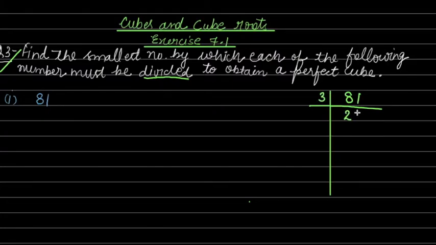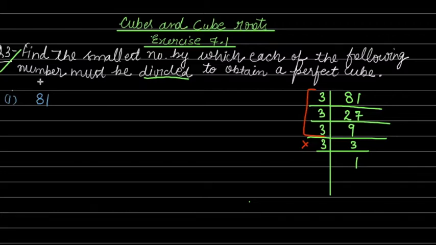3 2s are 6 and 3 7s are 21. Now 27, if you divide again, 3 9s are 27. This is again divisible, 3 3s are 9 and 3 1s are 3. So if you see, I am getting a perfect triplet of 3, but this 3 is unwanted, right? It is not forming a triplet. So it means 81 is giving you the factor as 3 into 3 into 3 into 3. So this is forming a perfect triplet here, but this 3 is unwanted.